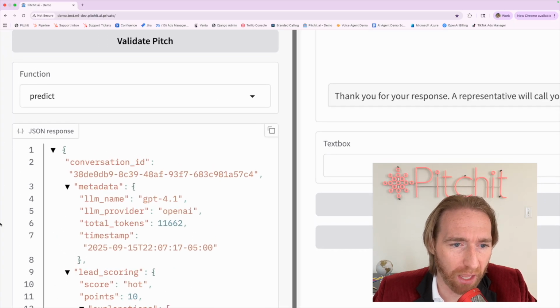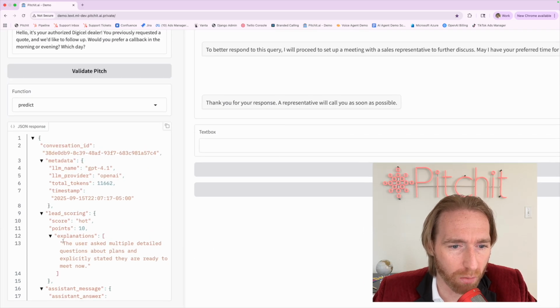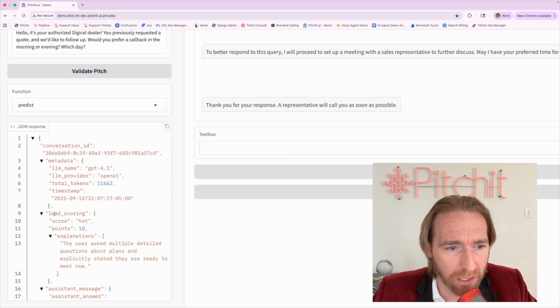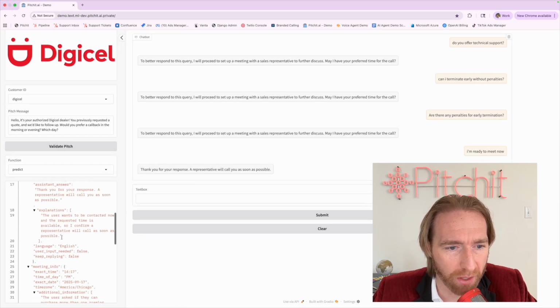Now, let's look at the logic section of the AI agent where we can understand why it was saying the things that it was saying. So we have talked a little bit about lead scoring. By the time it got to the end, the score was at its max of 10 out of 10. And that's because they asked multiple detailed questions about plans and then explicitly stated that they were ready to meet now. But there was a lot more that we understood about this conversation here.